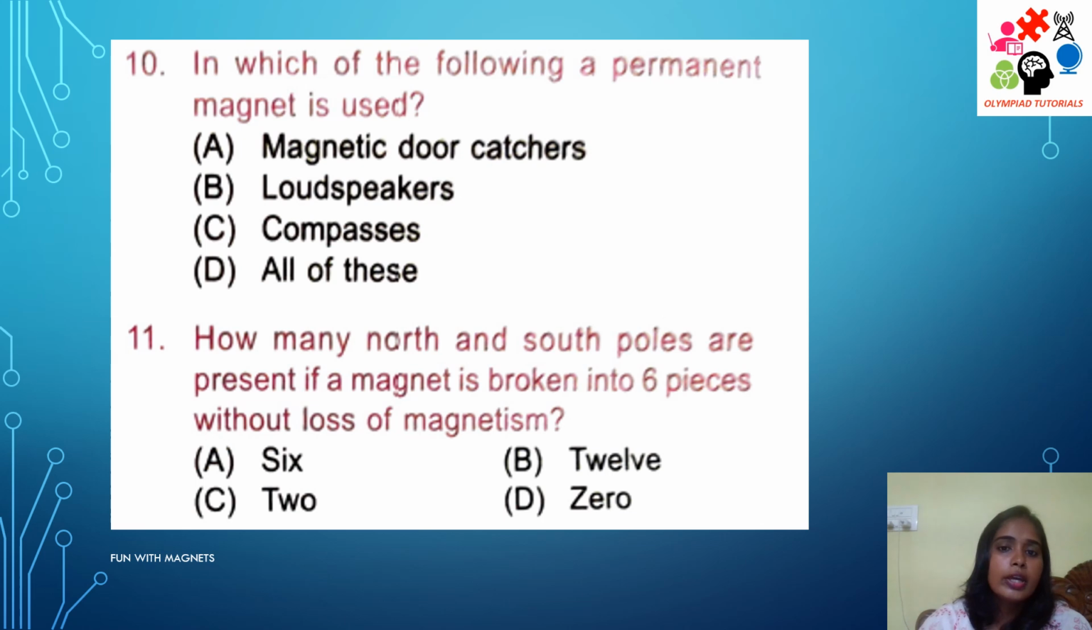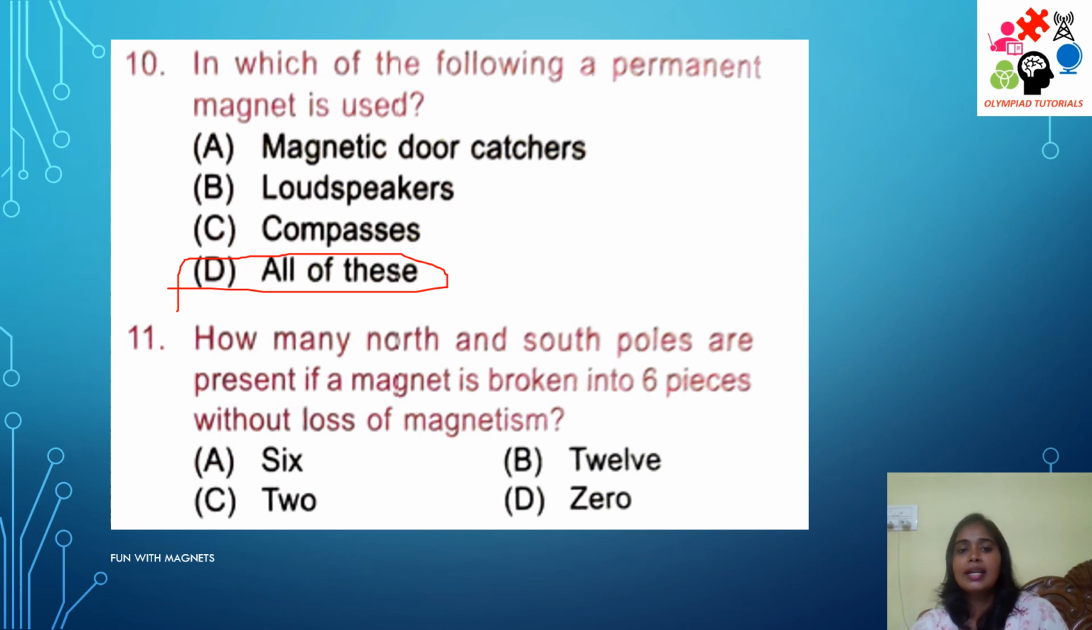In which of the following is a permanent magnet used? Magnetic door catchers, loudspeakers, compasses, and all of the above. So here your correct option will be all of this, because we can see magnets even in the magnetic door catchers, loudspeakers, compasses, etc.